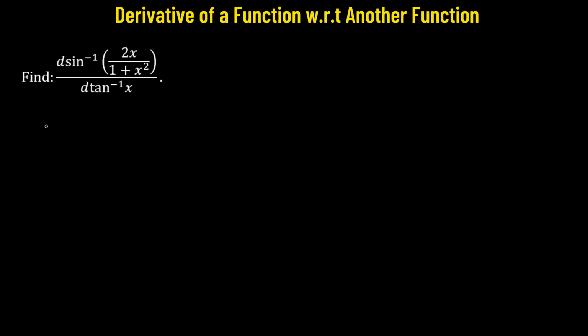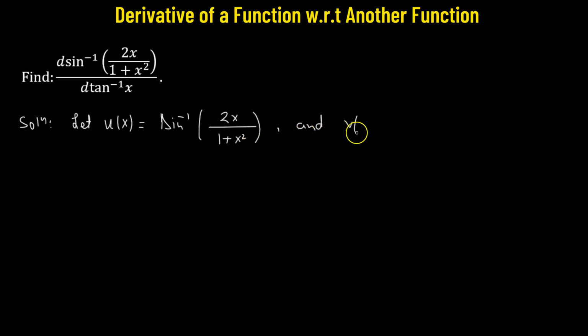In this problem, we need to find the derivative of the inverse sine of 2x over 1 plus x squared with respect to tangent inverse of x. Now, to solve such a problem, all we have to do is make an assumption that we'll consider u, which is a function of x, to be equal to sine inverse of 2x divided by 1 plus x squared. And we will consider v, another function of x, to be equal to inverse tangent of x.